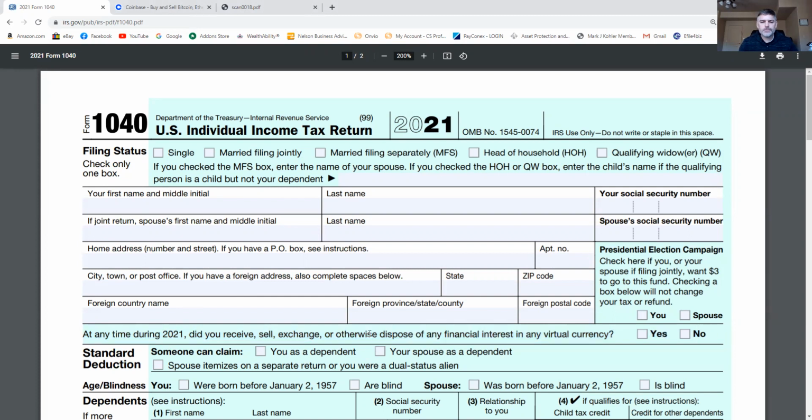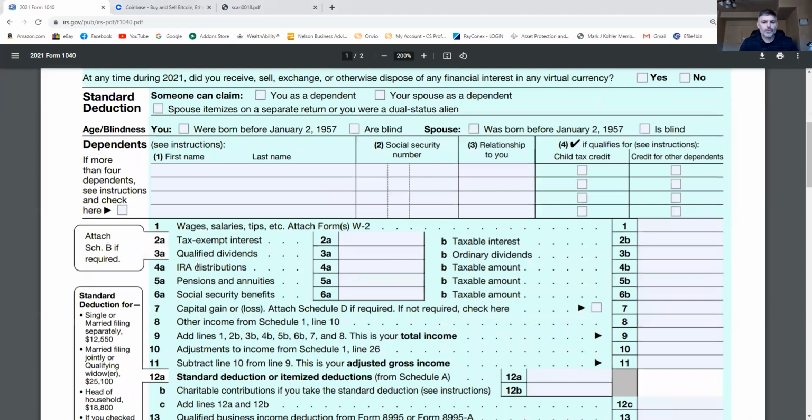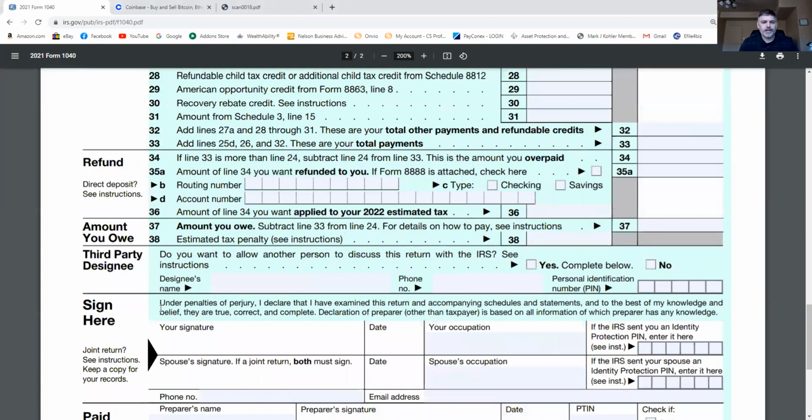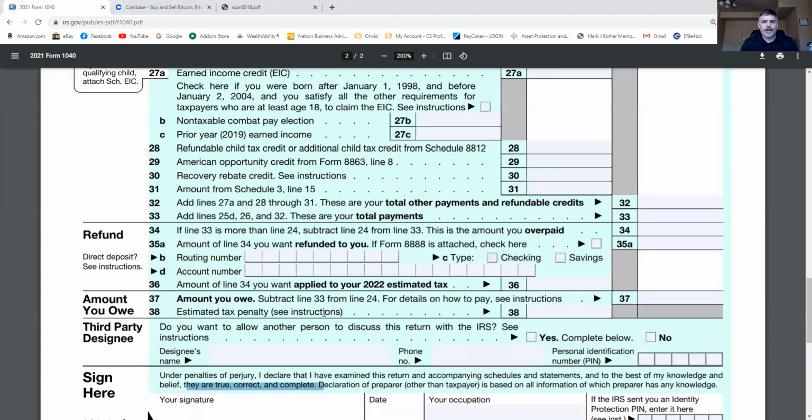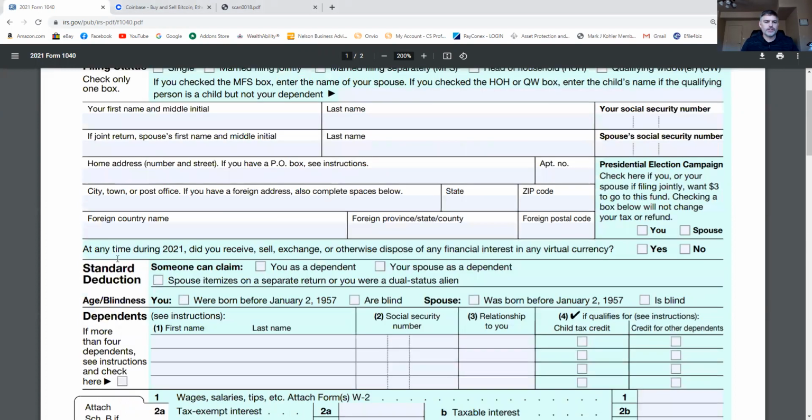Remember that when we're signing off on tax returns, we're doing it under penalties of perjury. I declare that I have examined this return and accompanying schedules and statements, and to the best of my knowledge and belief, they are true, correct, and complete. So if the IRS is asking this question on a tax return, then we need to answer it in all honesty. We need to click yes or no on that, and it's very important.